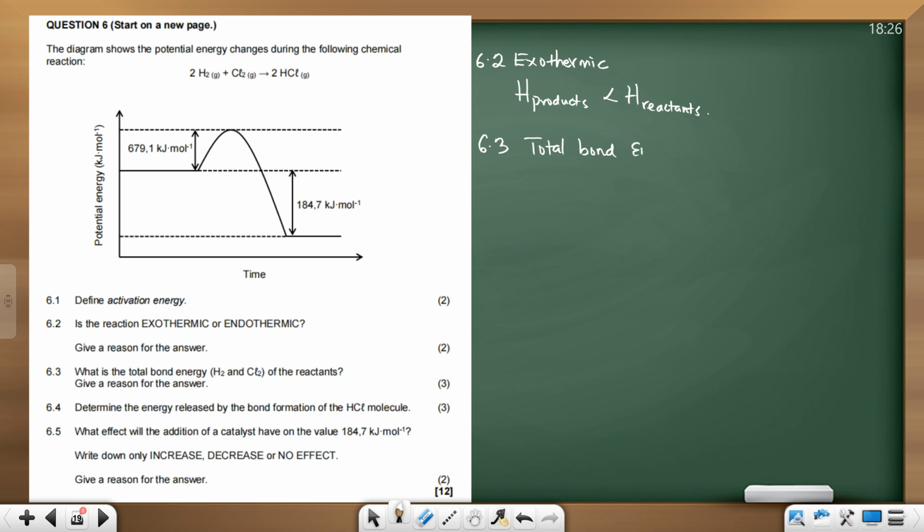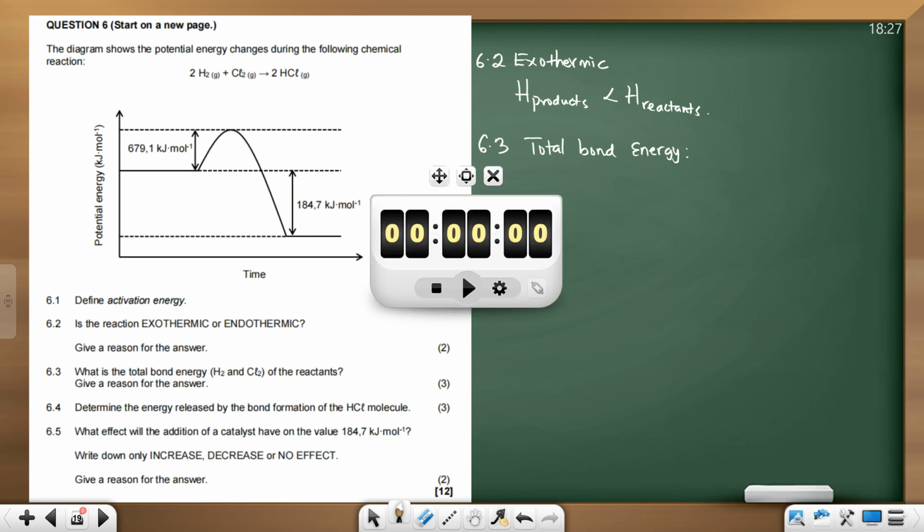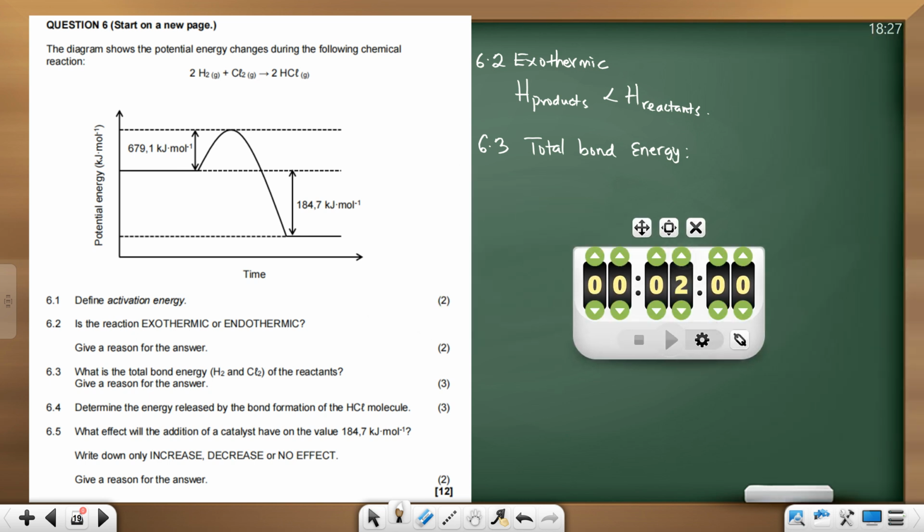Share your answers with me. I'll give you, let's see, let me give you 2 minutes to try to think. Nah, it's not enthalpy. Total bond energy.